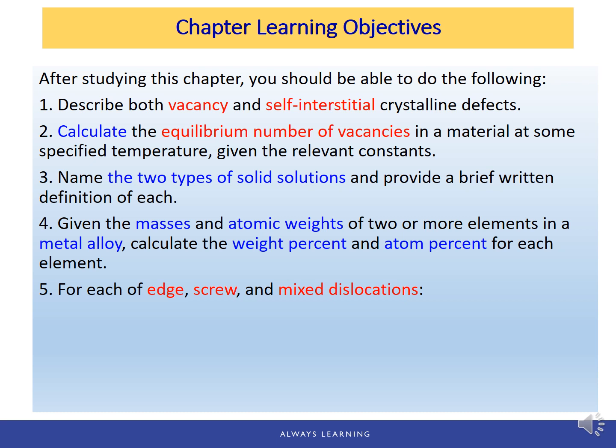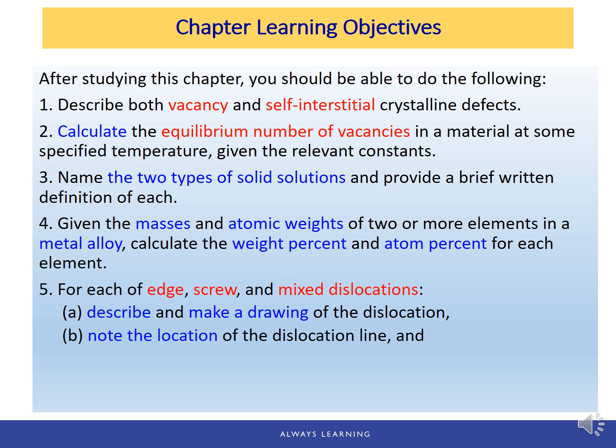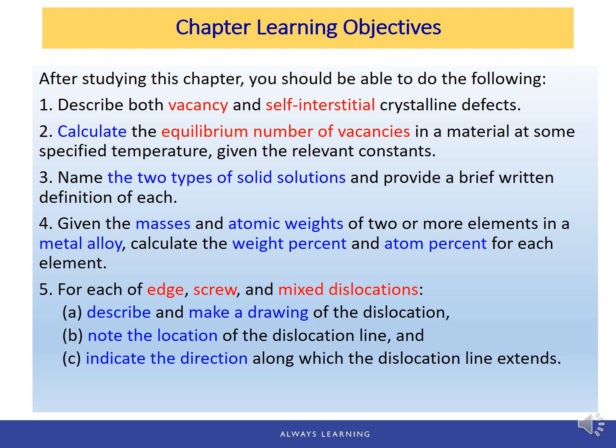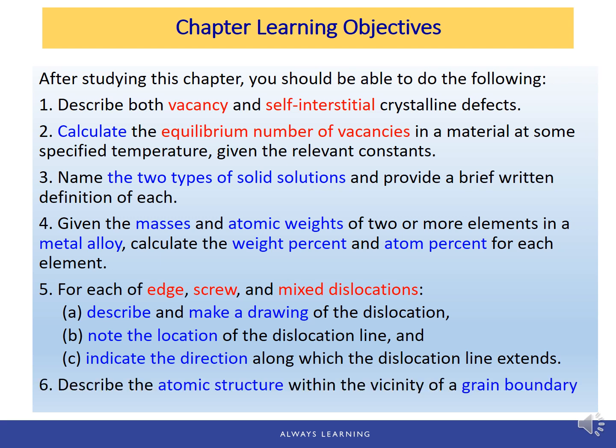For each of the edge, screw, and mixed dislocations, we should be able to describe and make a drawing of the dislocation, note the location of the dislocation line, and indicate the direction along which the dislocation line extends. And also describe the atomic structure within the vicinity of a grain boundary.